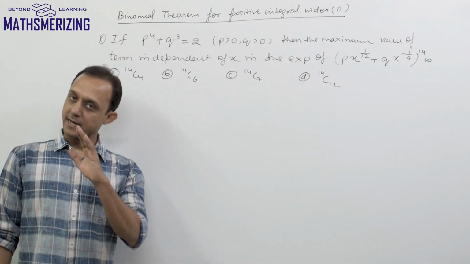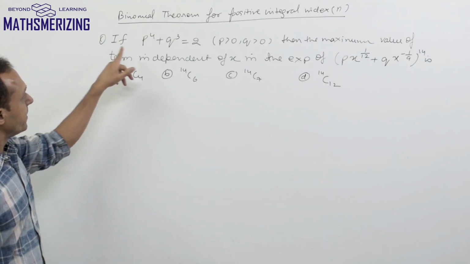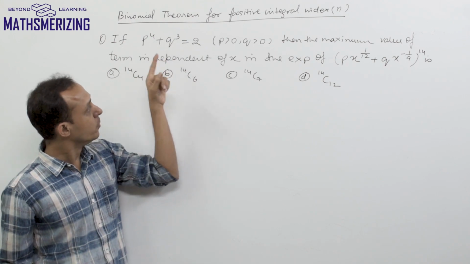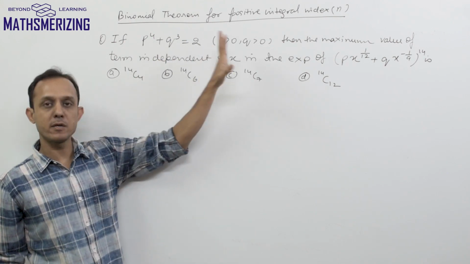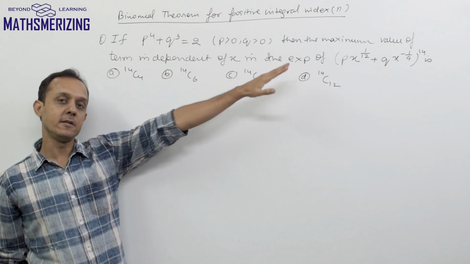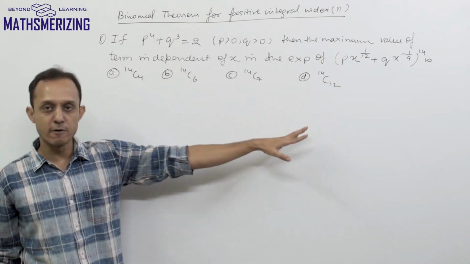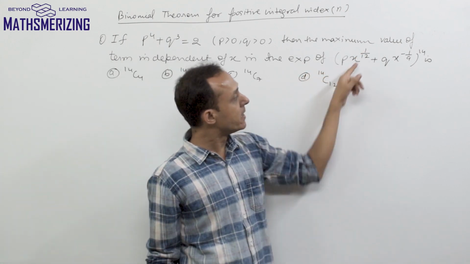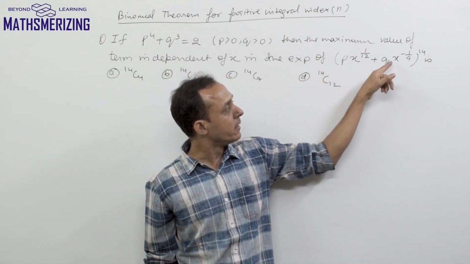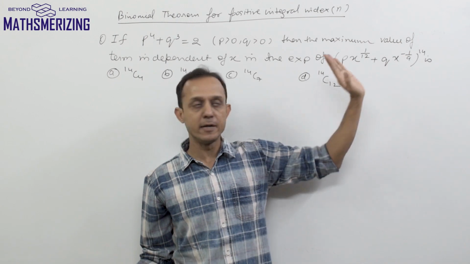So its answer will be ¹⁰⁰¹C₄₀₃. So let us take another problem, and the problem is: if p⁴ + q³ = 2, where p and q are both positive, then I need to find the maximum value of the term independent of x in the expansion of (p x^(1/12) + q x^(−1/9))¹⁴.